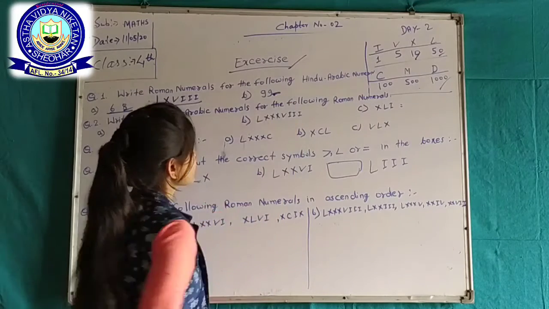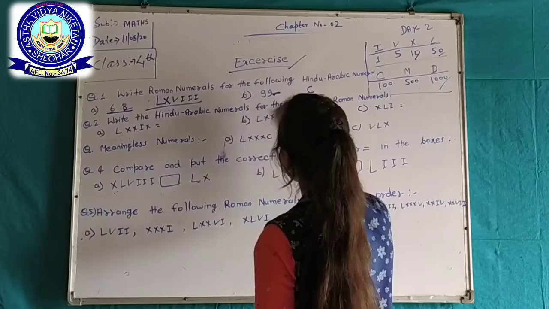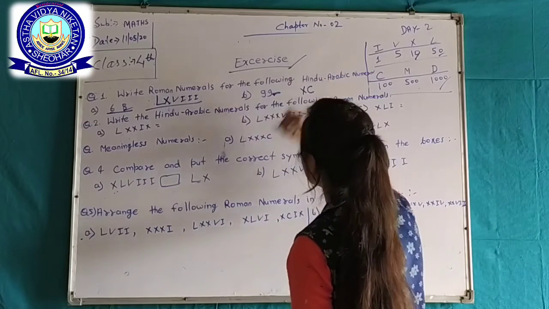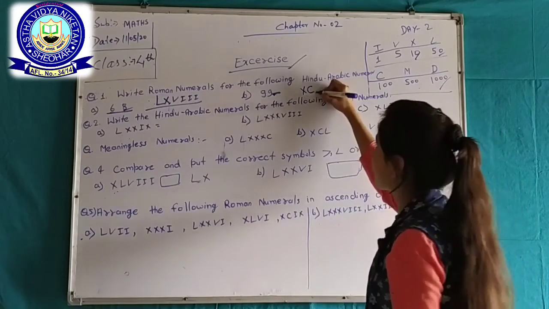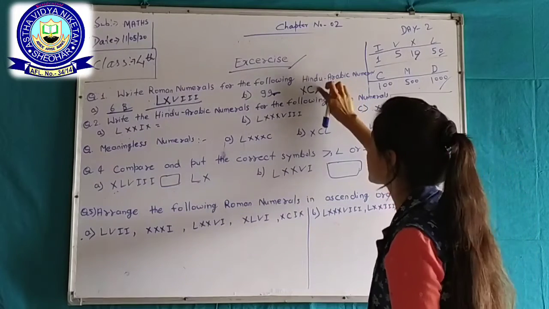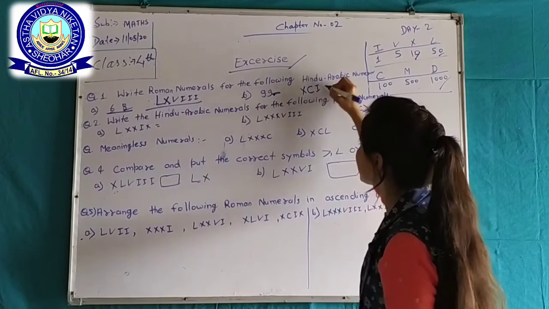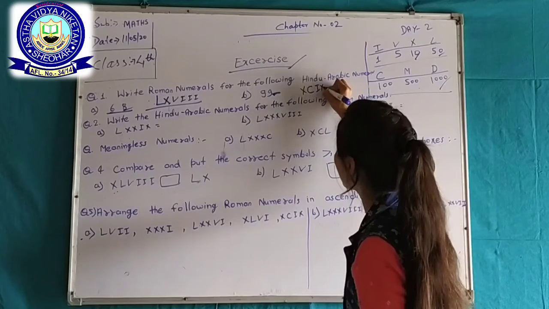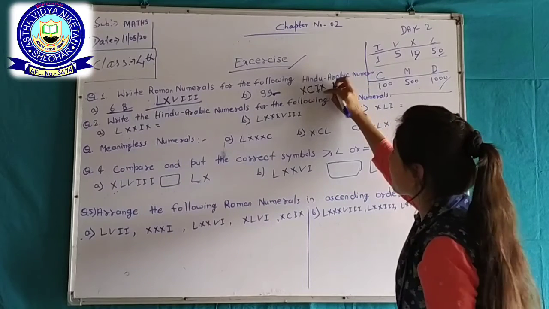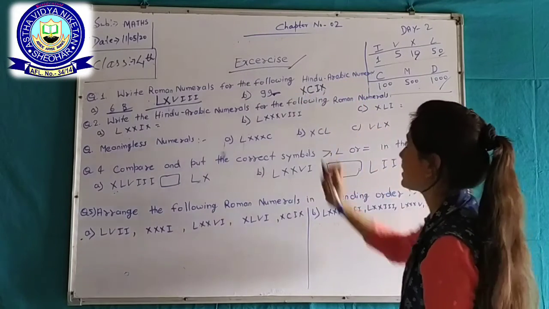And here is 99. How do we write 99 in Roman numerals? C means 100, and X, it appears before this larger number, so it will be subtracted. It becomes 90, and I for 1 and X for 10. I appears before this X, so it will be subtracted, and it becomes 99.